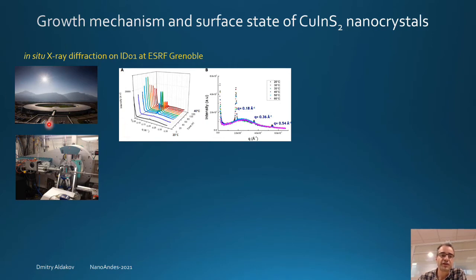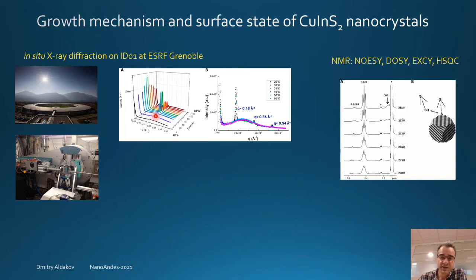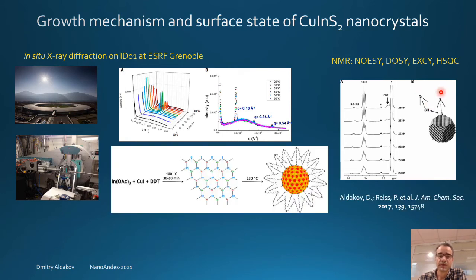We use the synchrotron radiation here in Grenoble, the synchrotron, to study in situ X-ray diffraction of the initial moments of the synthesis. We couple it also with NMR studies during the growth of these nanocrystals to study the ligand shell, because we can get the diffusion coefficients and so on. And it turns out that at 100 degrees our compounds start to make these clusters of well-defined size.